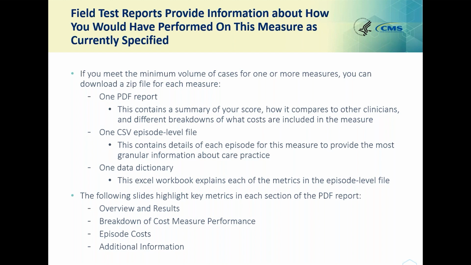The PDF report contains a summary of your score, how it compares to other clinicians, and different breakdowns of what costs are included in your measure. The report also contains a summary of the measure specifications, now in the form of a flowchart for quick reference. An accompanying CSV file provides episode-level details for attributed clinicians and groups interested in more granular data, and a data dictionary which explains the metrics. If you meet the minimum volume of cases for a measure, you can download a zip file with all this information. The next few slides walk through the key metrics provided in the field test report.